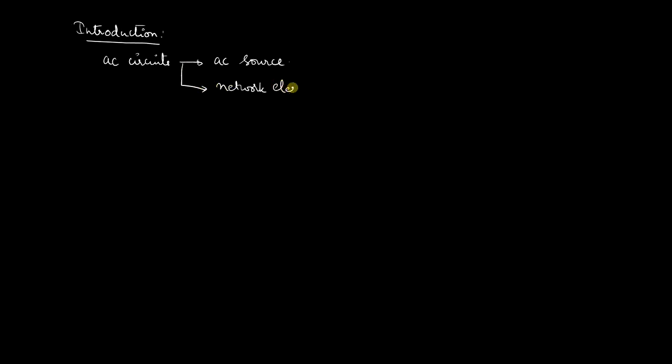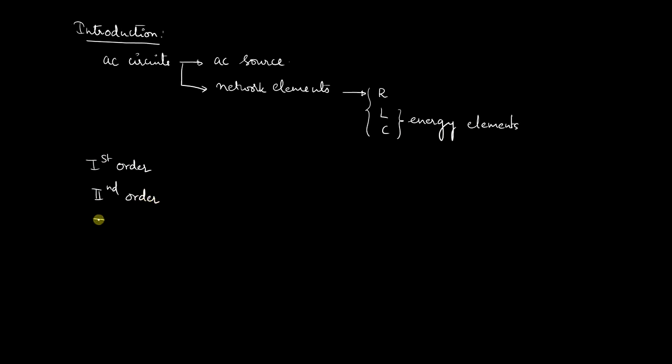Now we are dealing with network theory wherein we make use of AC circuits. These AC circuits use the AC source with the network elements. The network elements could be the resistance, inductance, or the capacitor. If we have the inductor and capacitor, these are the energy elements in this circuit. Based on the number of energy elements that you have in this circuit, we can classify them as first order circuit, second order circuit, or a third order circuit.